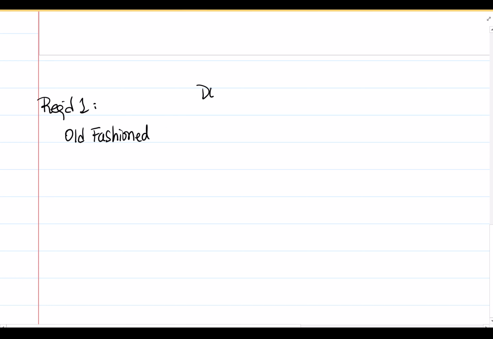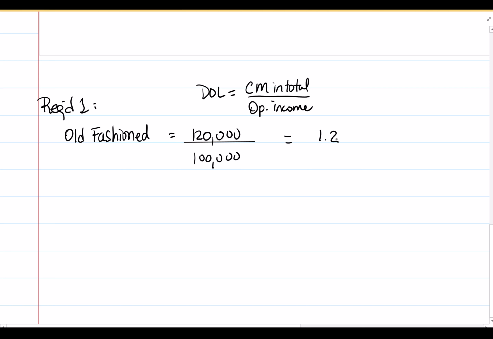And we could put the formula up here. Degree of operating leverage is your contribution margin in total, don't use per unit, divided by your operating income, which you would always usually see in total because you've got fixed costs included in there. So for Old Fashioned, their contribution margin is $120,000. Their operating income is $100,000. So their degree of operating leverage is 1.2.